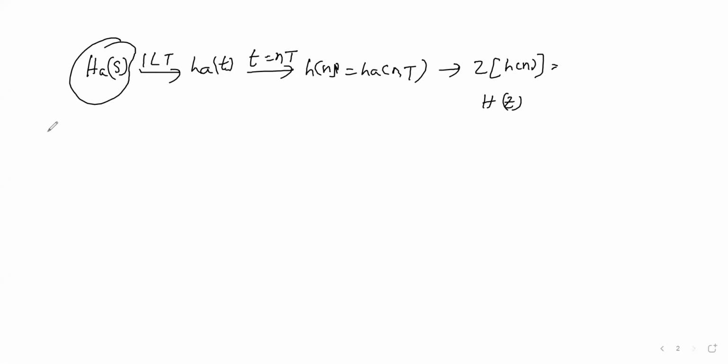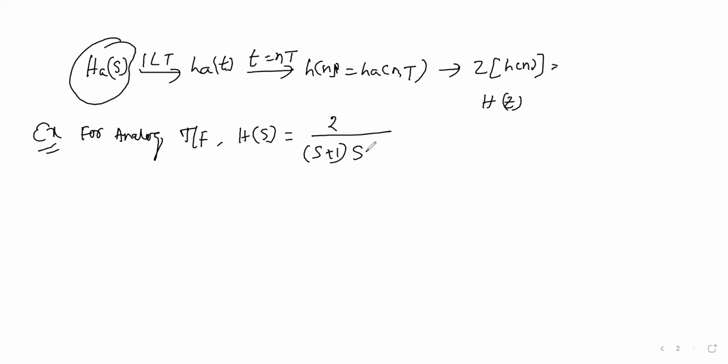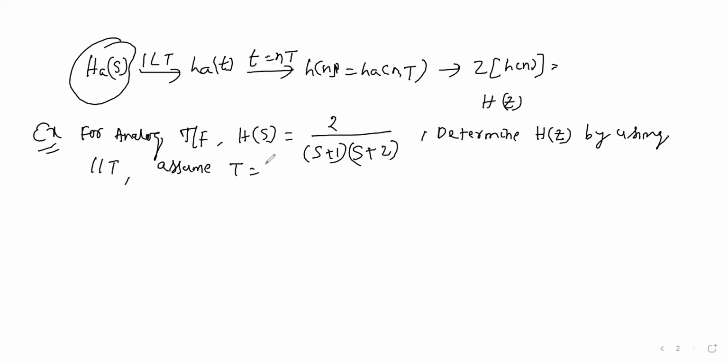Now I will solve one problem. I will take one simple example. For the analog transfer function H of s equals 2 divided by (s plus 1) multiplied by (s plus 2), determine H of z by using the impulse invariant technique. Assume T equals 1. How will you do it?